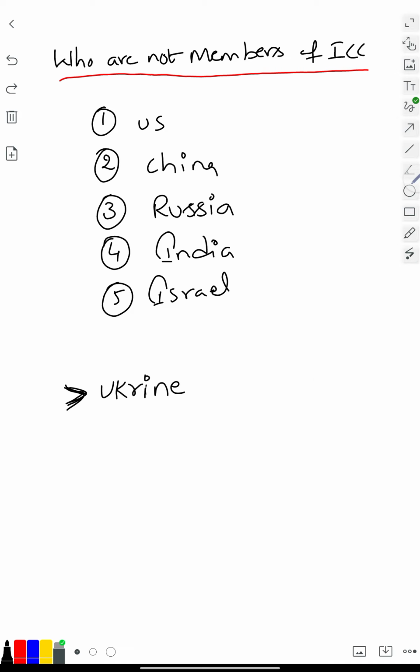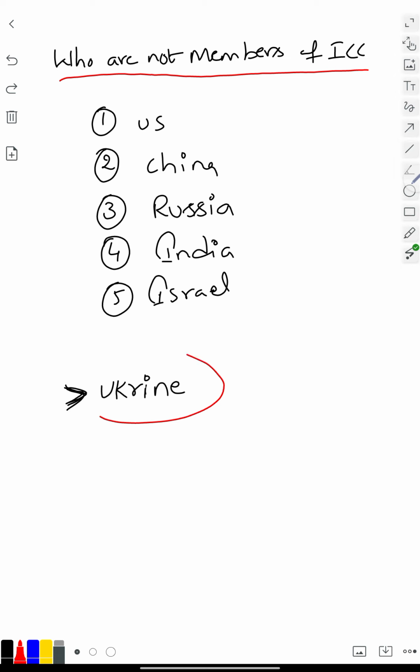But coming to the International Criminal Court, there are a lot of confusions. The United States, China, Russia, India, and Israel, all these countries which are in the news, are not part of ICC. So it is the most expected option that UPSC will pick: who are the members of ICC and who are not members of ICC?